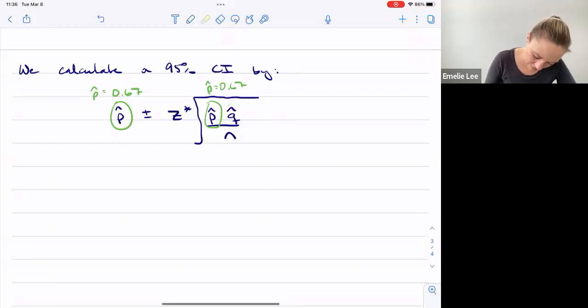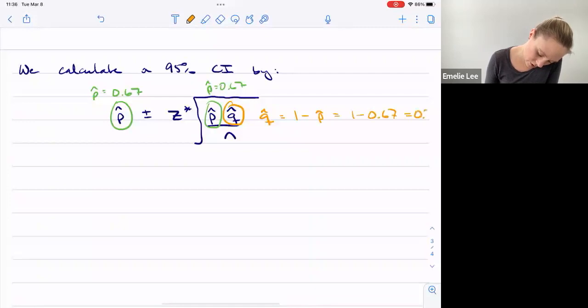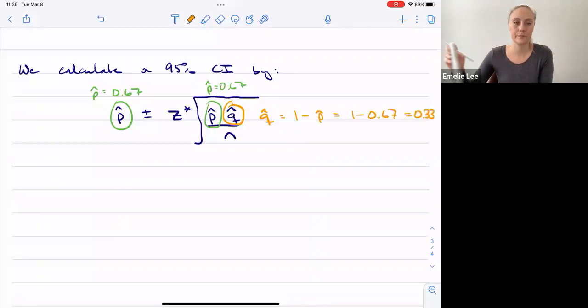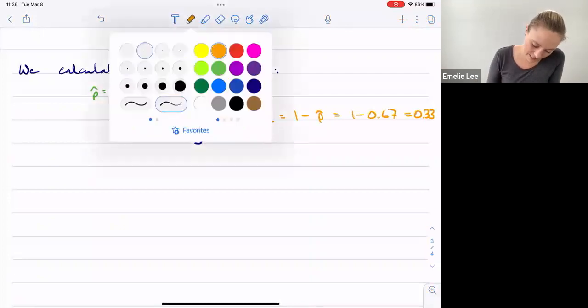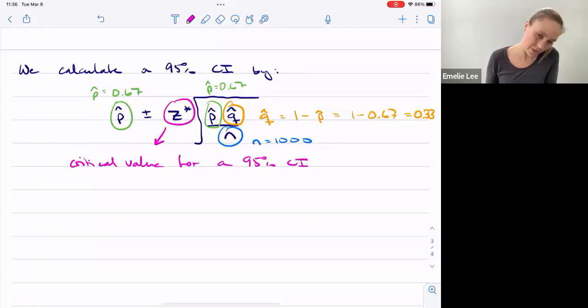Maybe I should use a different color here. Q hat is 1 minus p hat, which is 1 minus 0.67, which I think is 0.33. I'll just confirm. You don't want to be a hero and do it all with the wrong number. It is 0.33. Good. And then finally our n is 1000. And the one thing that we don't have yet, z star, is the critical value for a 95% confidence interval.